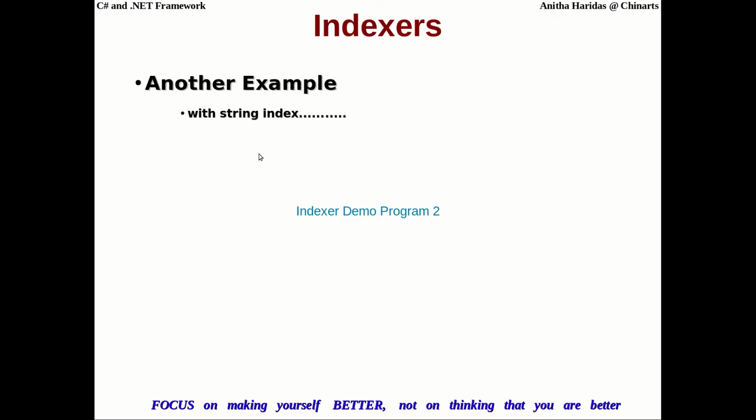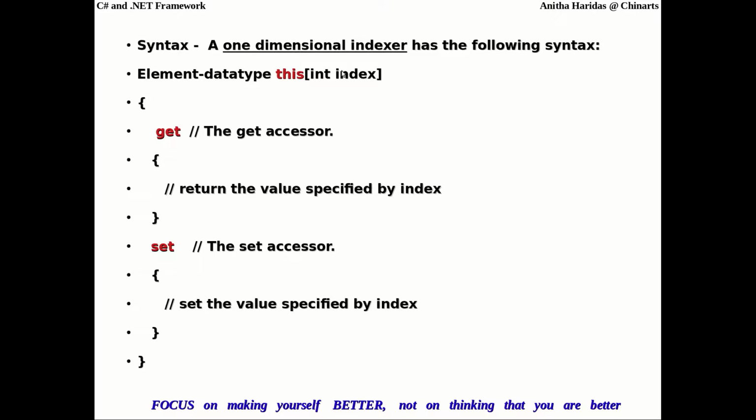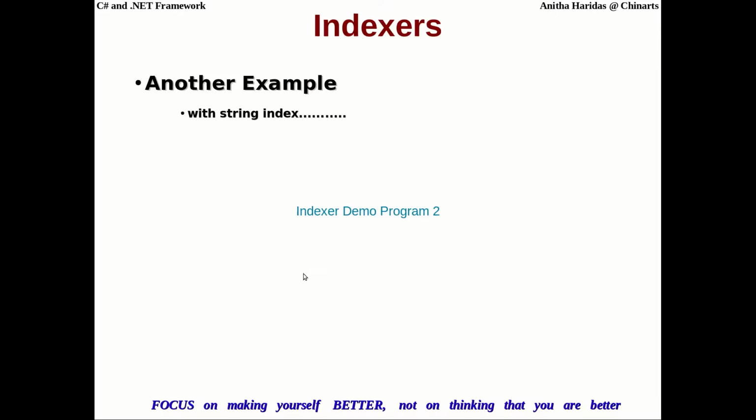We are going to discuss another example where the index specified here will be a string data type. Usually we have experienced in C++ and Java that the array index is always specified as an integer. Now here in C# for the class indexer, it can be an integer or it can be any other data type also. We are going to see an example where the index is used as a string. Let us go to the example now.